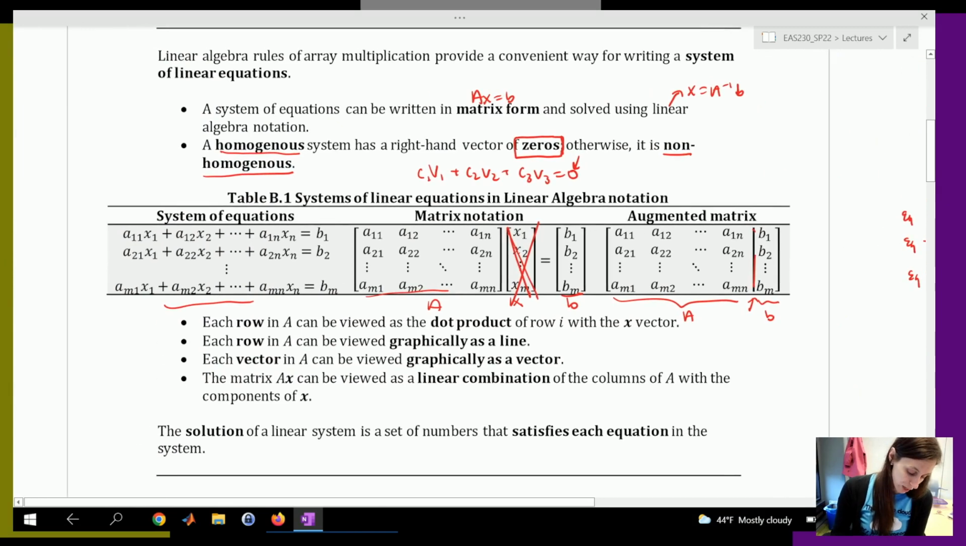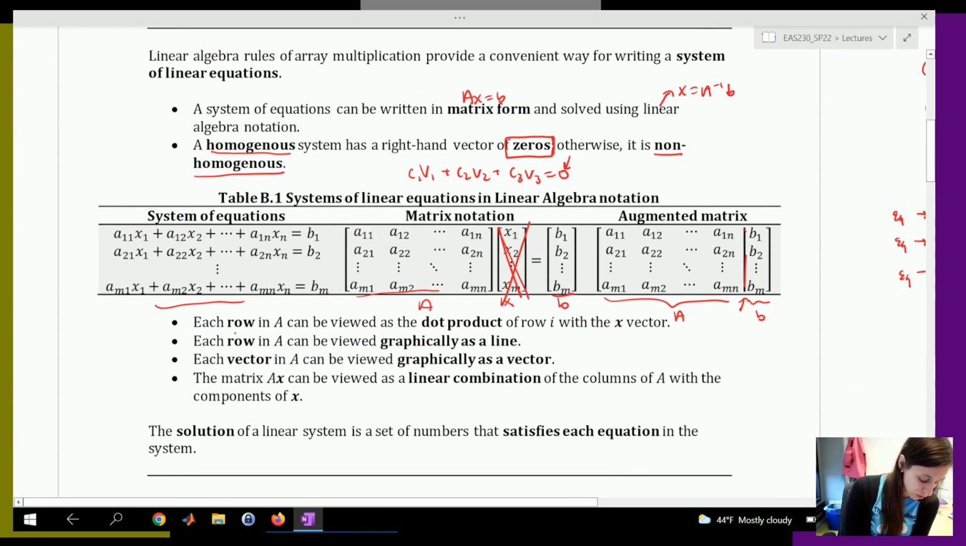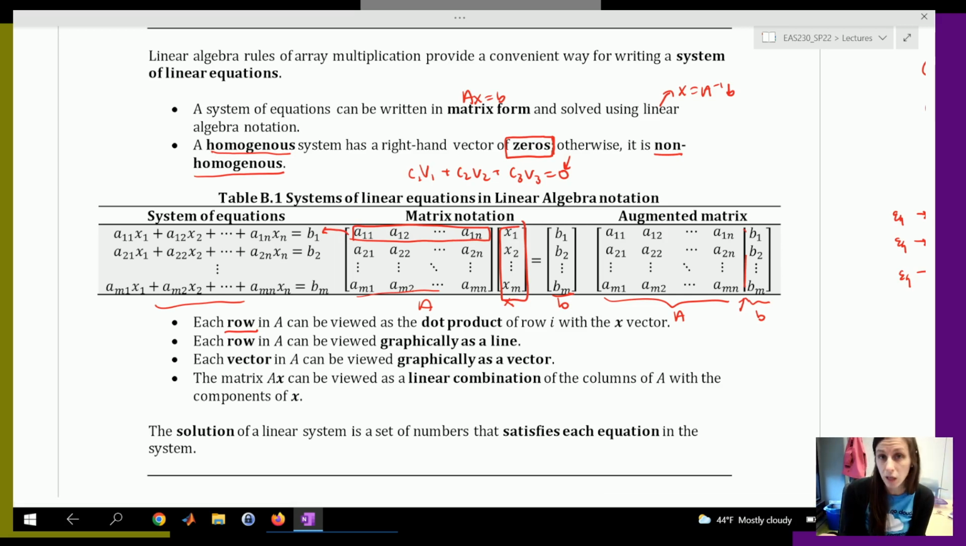So for each equation now, we can think about each equation as a row in A. It can be viewed as the dot product of row i with my vector of unknowns. So if I take this row and the dot product with this, that will give me my original equation. Each row or each equation can be viewed graphically as a line. We know what that looks like in 2-dimensional space, 3-dimensional space. Above that, we get a bit uncertain in terms of what everything looks like.